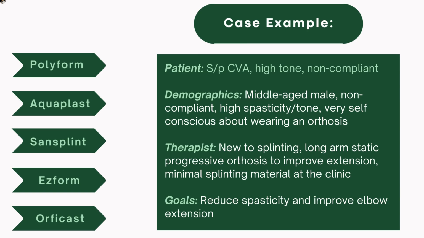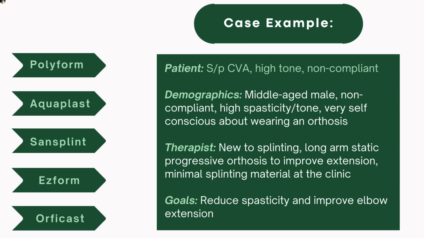Then looking at Easy Form. Easy Form is good to resist a lot of unwanted motion. It has that maximum resistance to stretch, but it has poor memory, so it's not going to return to its original shape. Again, this isn't great for those who are new to splinting, because you're probably going to have to make a decent amount of adjustments for this patient to make sure that they're in the position that you want them to be in.